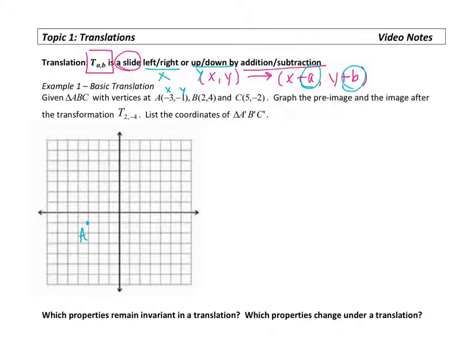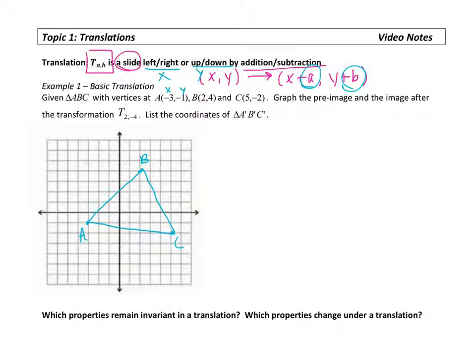When I plot it, I'm going to label it with its letter. So I have A at -3, -1, B at 2, 4, C at 5, -2. And then I just connect them to make a triangle. And if you have a straight edge, try to use it. If not, then of course you're just kind of eyeballing it, and it might be messy like mine.